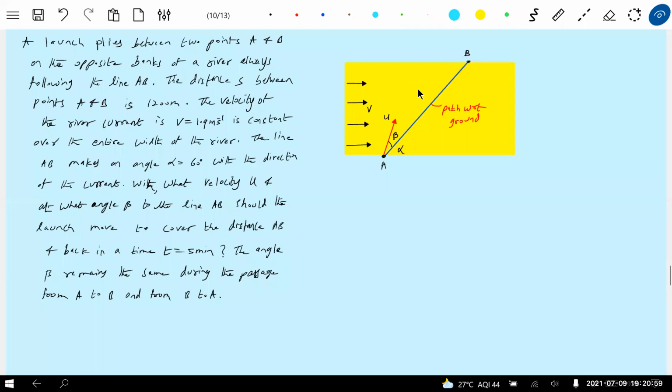Let's work it out. What is the U given? Carefully analyze and think and answer. This is the velocity of the boat with respect to water. V is what? Velocity of the river. For your convenience, I'll bring the symbols which you are familiar with. U is the velocity of the boat with respect to the river. Then the velocity of the boat with respect to ground should be along AB.